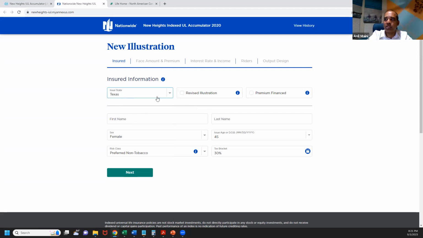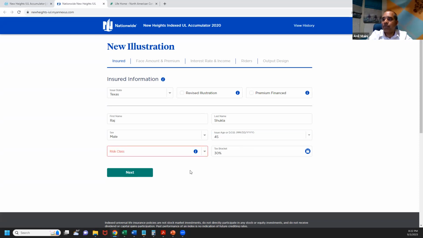So you can see that we have chosen the state. If it's a revised illustration, meaning the underwriter has told you to revise the illustration, then only you check mark this, otherwise you don't. You put some name of the client and age. Typical scenario, let's say 42-year-old or 40, we can keep 45.